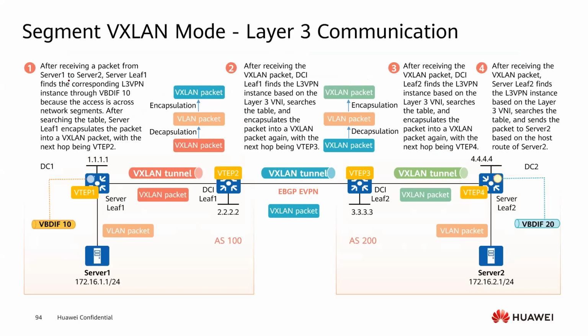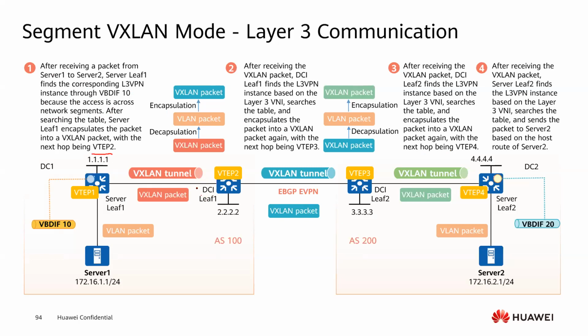Server leaf 1 will find the corresponding level 3 VPN instance through VBDIF10 because the access is a closed network segment. After searching the table, the server leaf encapsulates the packet into a VXLAN packet, and you will find that the next hop is VTEP 2. Actually, the VNI information and the inner MAC address also belong to VTEP 2. I mean, it is the DCI leaf, all right.